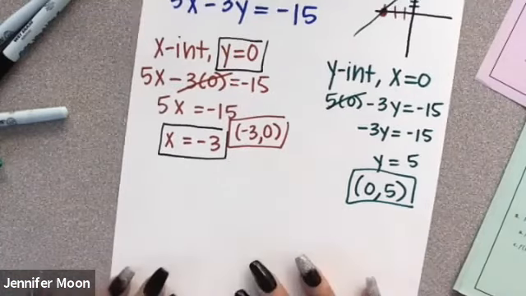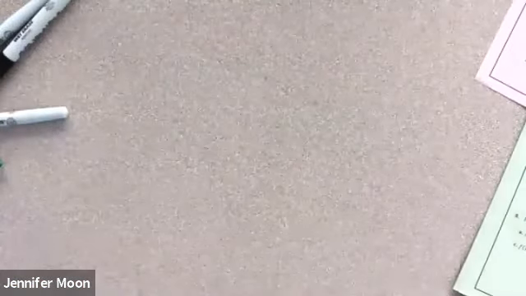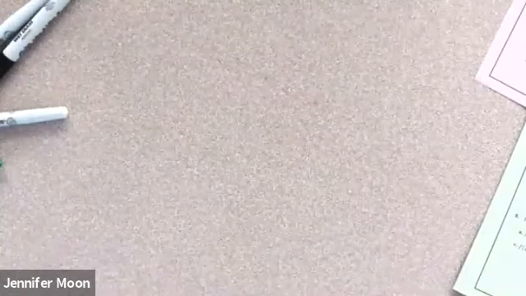Let's do 7b. I don't know why it circled.